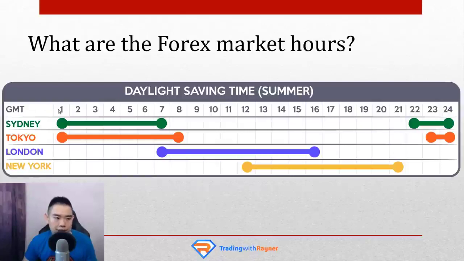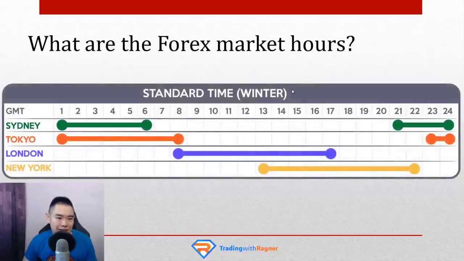So for example, let's say the London market. For the summer period, the London session starts at 7 a.m. GMT and ends at 4 p.m. GMT. So 1600 is in essence 4 p.m. if you convert it. For New York, the New York session starts at 12 p.m. GMT and ends at 9 p.m. GMT. So you can see how this table breaks down the different forex sessions and their open and closing hours. This is for daylight savings time during the summer period.